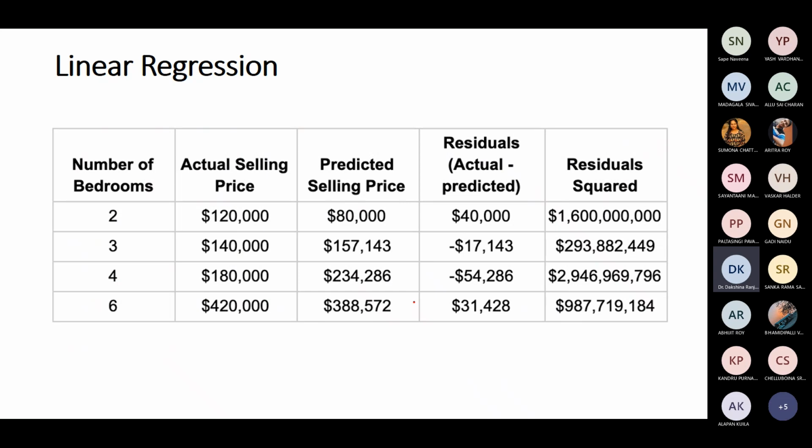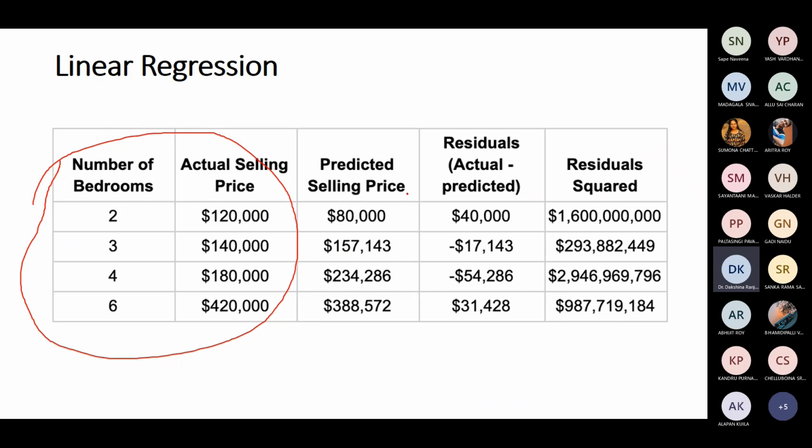Now here we will try to understand the linear regression model by this example, where we can see the number of bedrooms in the data set and their corresponding actual selling price. For 2 bedrooms, we have this actual selling price. For 3 bedrooms, we have this actual selling price. Having this data set, this is a two-dimensional data set, we can predict the selling price.